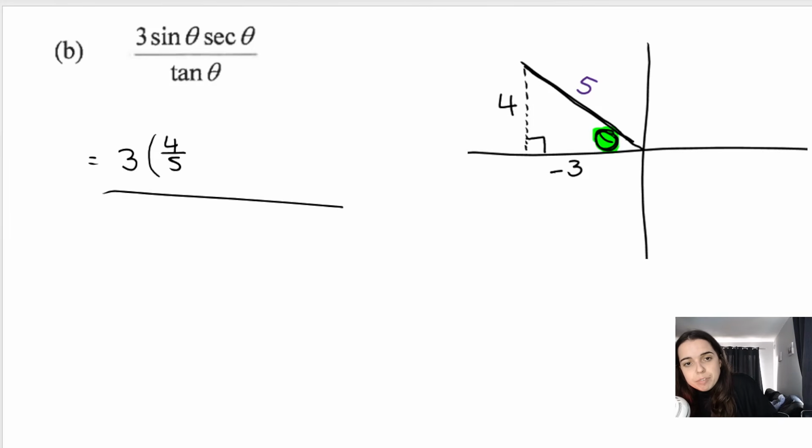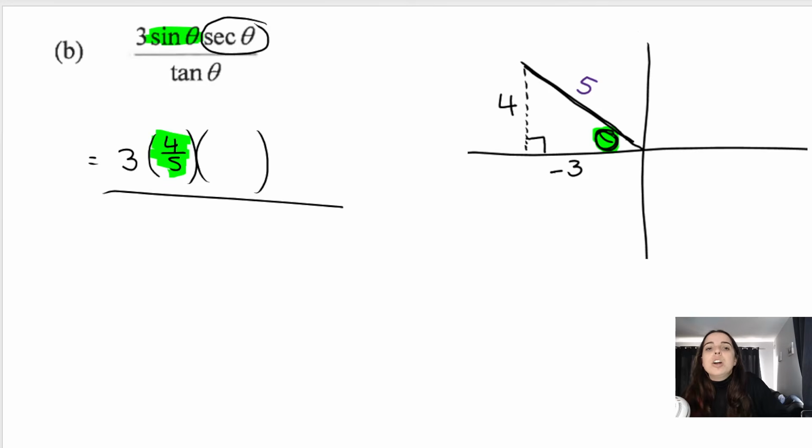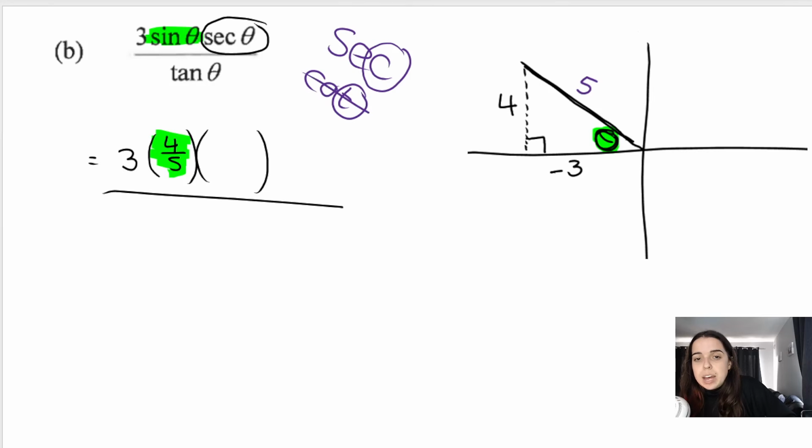Then a new bracket for sec theta. Let me color code so that you know what I'm doing. Sin theta is 4 over 5. Sec is a reciprocal of one of my 3 well-known trig ratios. Look at the third letter. Remember cot, the third letter tells me it's the reciprocal of tan. Sec, the third letter, tells me it's the reciprocal of cos. Reciprocal means we flip the fraction.